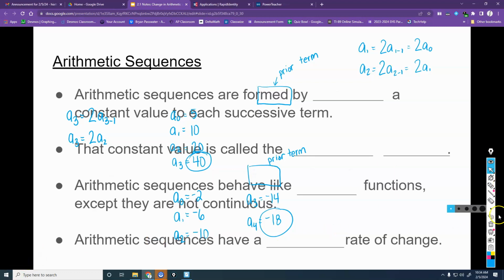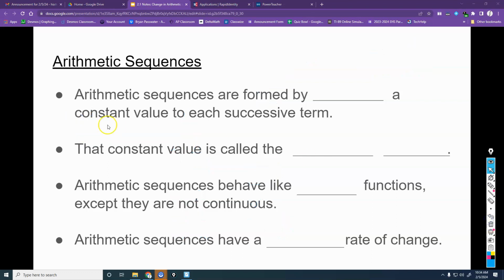All right. So let's talk about some arithmetic sequences. Arithmetic sequences are formed by adding a constant value to each successive term. That constant value, that number that you're adding each time, is called the common difference.